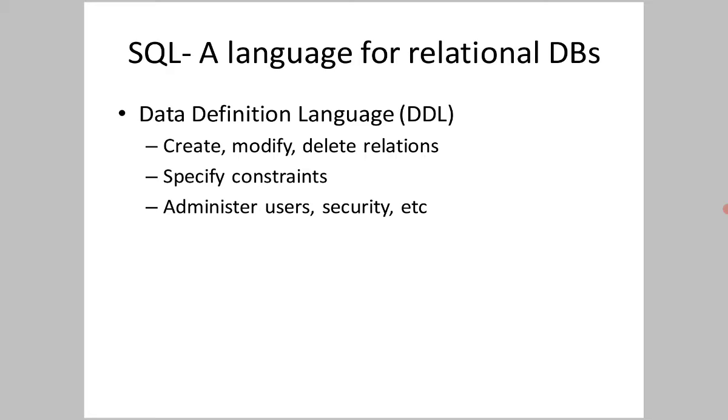Structured Query Language. It is a language for relational databases. SQL is commonly used for all DBMS or RDBMS or relational databases. Generally SQL contains three types of commands: DDL, data definition language; DML, data manipulation language; and DCL, data control language. In the relational model, DDL commands are used. What are DDL commands? DDL commands are used for creating, modifying, and deleting relations, tables, or databases, and specifying constraints.